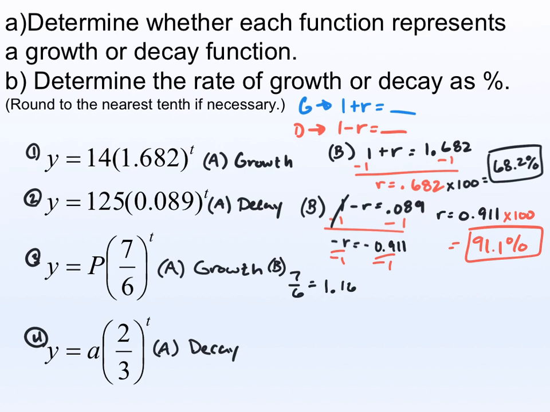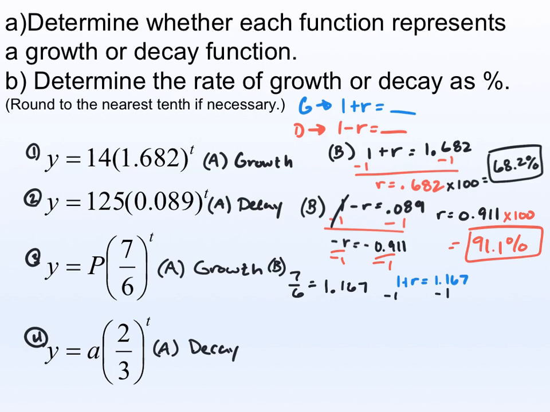Here's what I would suggest. Round it to 3 decimal places. So it's going to end up being 1.167. Okay? So just like the previous one, you've got 1 plus your rate equals 1.167. And then you just solve it.